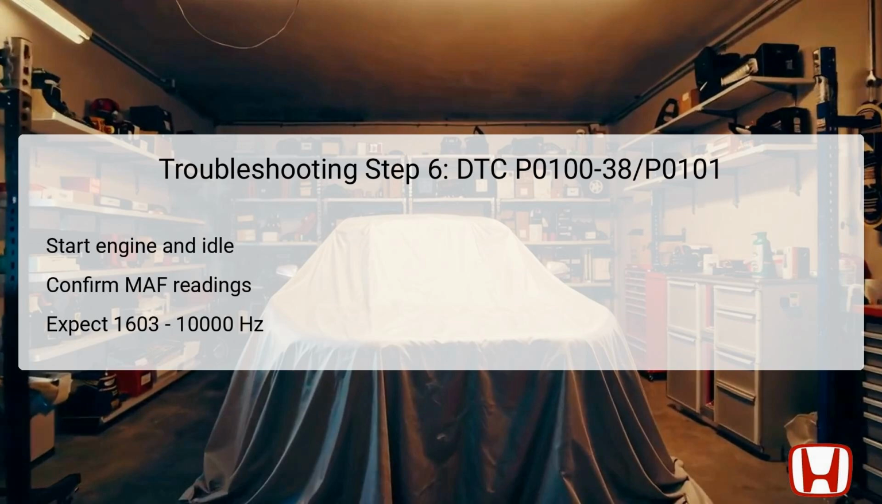Conversely, if the readings remain abnormal, this suggests that there may be underlying issues with the MAF sensor or IAT sensor 1. It's vital to resolve any discrepancies to restore the vehicle's proper performance and ensure that the powertrain control module can effectively manage the engine parameters as designed.